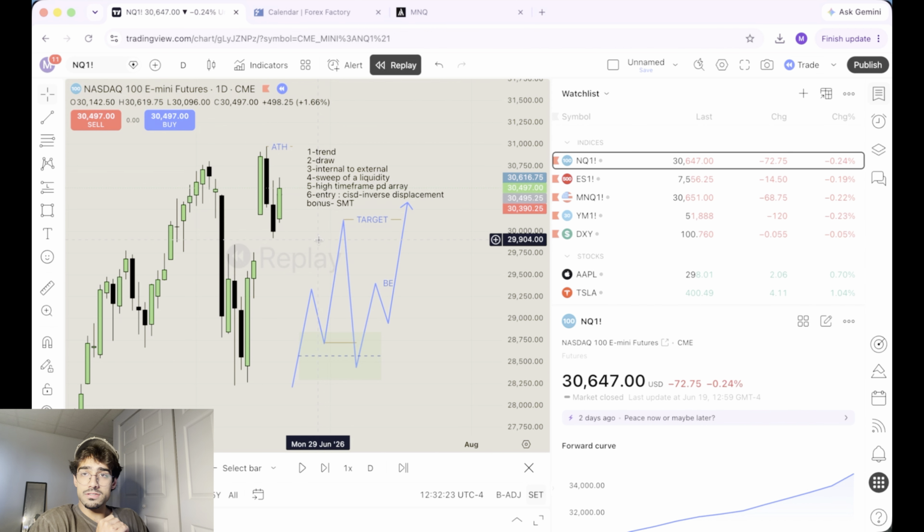In this case, let's just use longs. If it's telling me that it wants to go higher, and we have every single thing on our checklist done, we have the trend, we have the draw, we have our internal to external, we have our higher time frame PD array, and we have our beautiful entry, then I'm entering. As you guys can see, I have put bonus SMT. It is not something that I need in my entry. It is not something I need, but it is an added confluence. It just helps add to the confluences of the trade in itself.